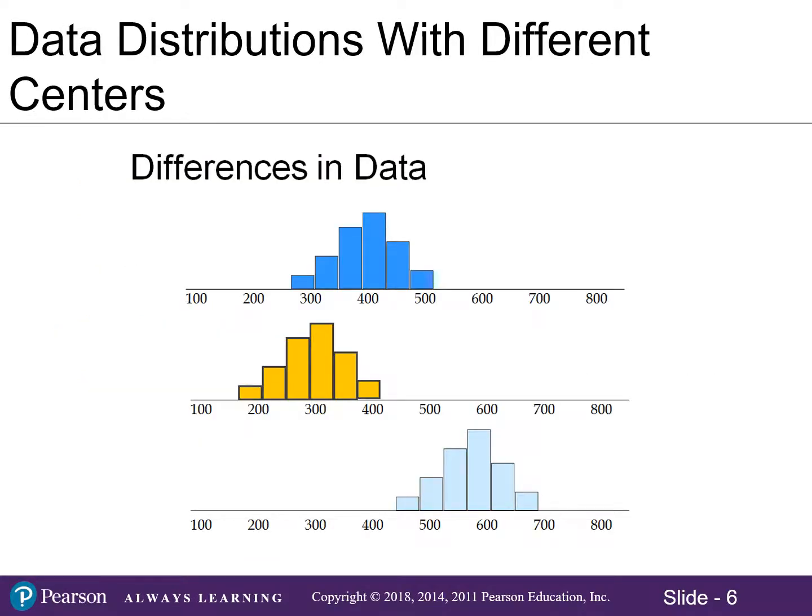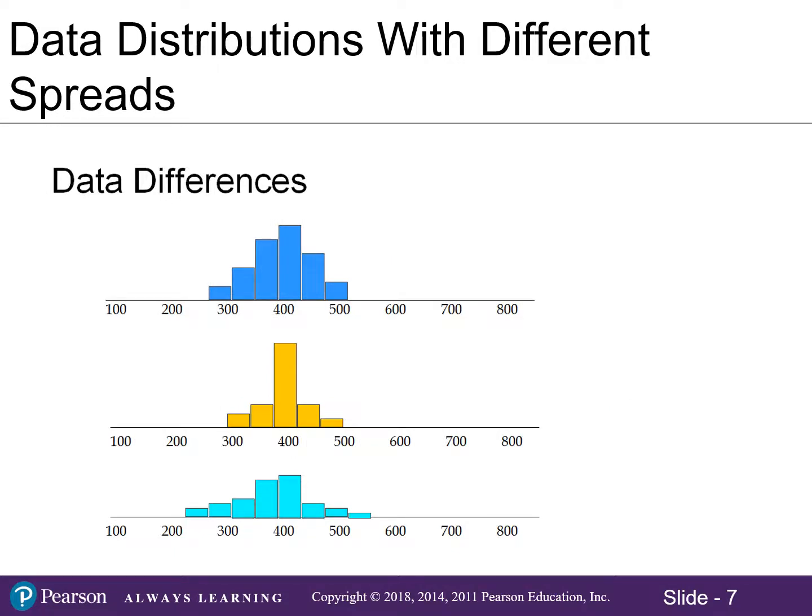Now you've seen these images before. Remember, data can have the same shape, same spread, but different center, and see how these are all just slightly different, with the light blue graph at the bottom being slightly, well, much more different than the other two. You can also have the same center but different spread. So knowing just one isn't enough. If you know just the center or just the spread, you don't have enough to really tell what your data looks like. So here they all have the same center but very different spread.